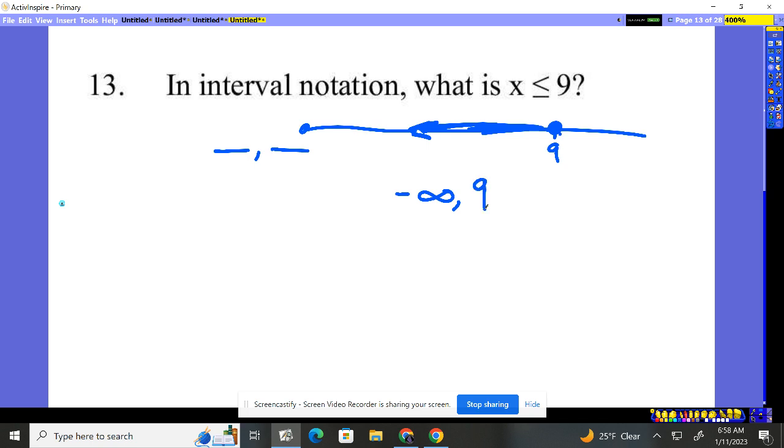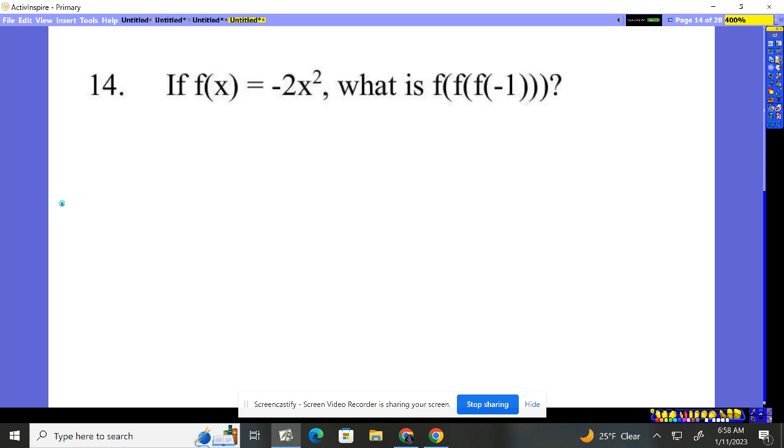At positive 9. Now, it includes 9, so we put a bracket. A bracket means it includes it. Infinities and negative infinities always get a parenthesis because you can't include them because they're a concept, an idea. So there's the interval notation for number 13.